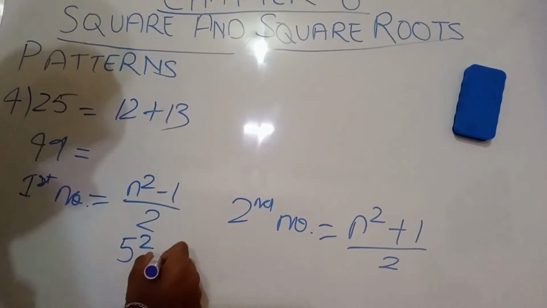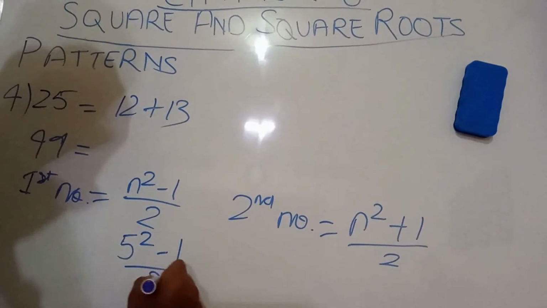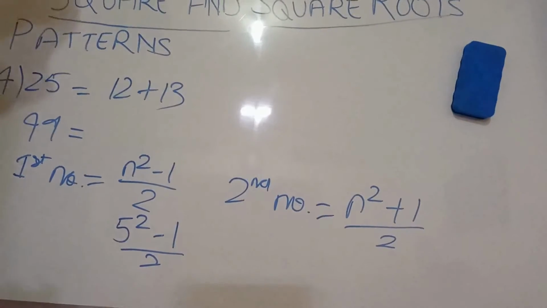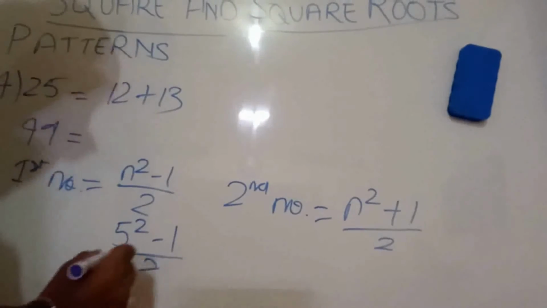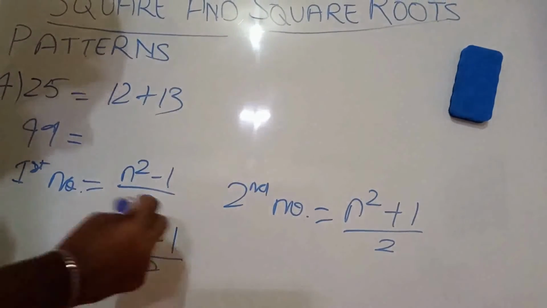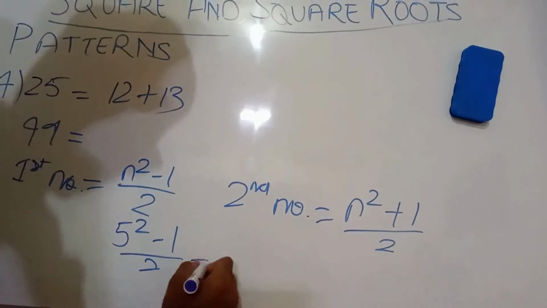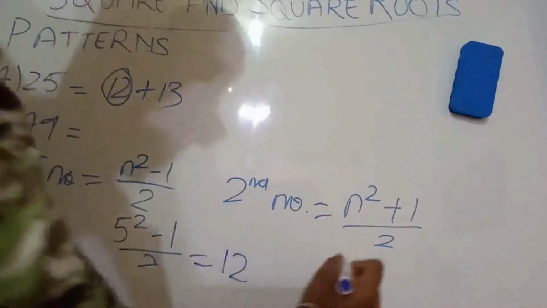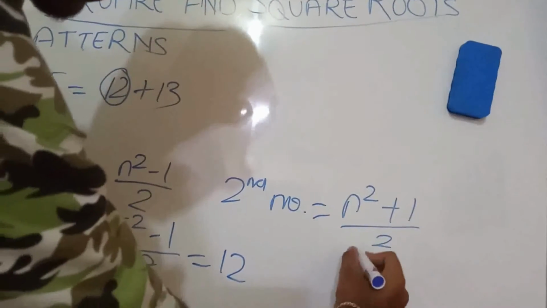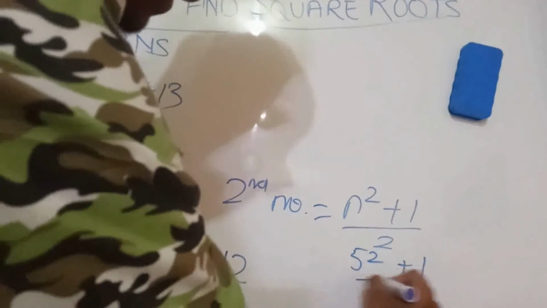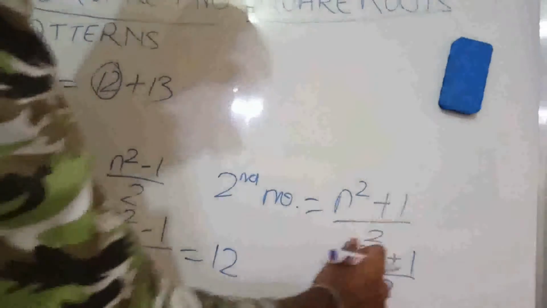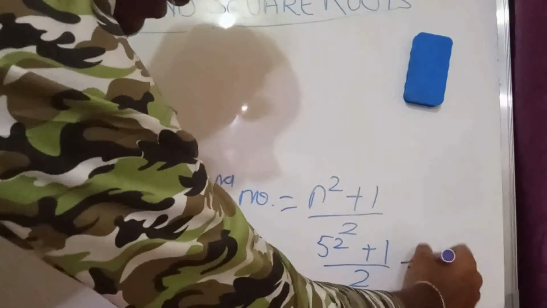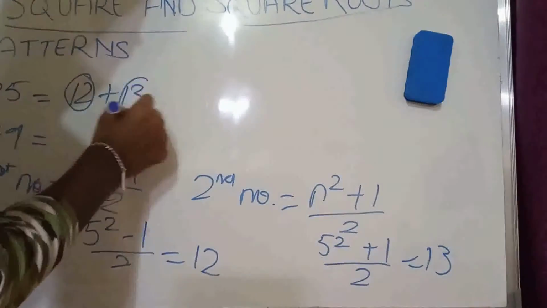(5 square minus 1) by 2. 5 square is 25, and 25 minus 1 is 24, and 24 by 2 is 12. So that's the first number. The second number will be (5 square plus 1) by 2. 5 square is 25 plus 1 is 26. 26 divided by 2 equals 13, which is the second number.